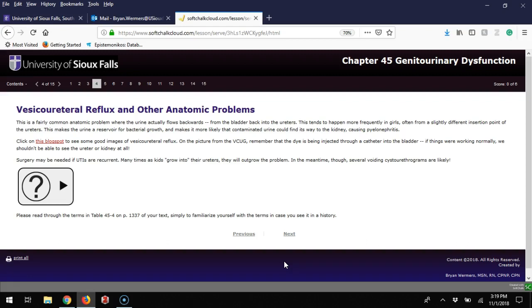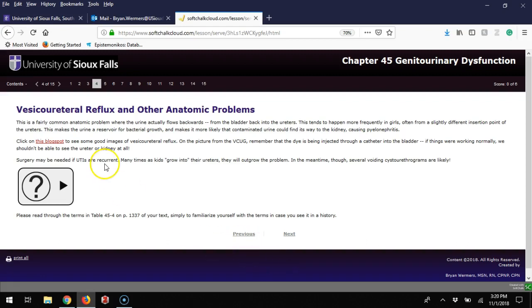So reflux is a fairly common anatomic problem. It's when the urine is actually flowing backwards. So instead of going down into the bladder from the kidneys, ureters, bladder, and urethra, it's kind of going up from the bladder. And that causes problems, especially with infection and having it come back up into the kidneys, and pyelonephritis, of course.